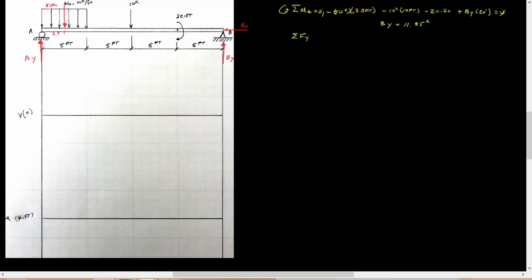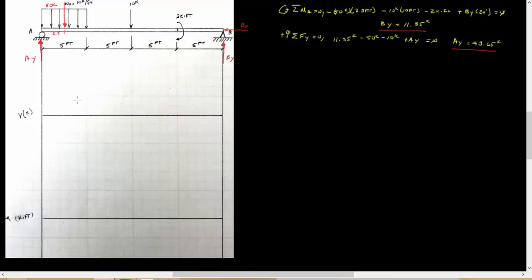If I sum my forces in the Y, I got 11.35 kips minus 50 kips minus 10 kips plus Ay is all equal to 0. So Ay came out to be 48.65 kips. So here and here. So now let's go to our shear moment diagram.